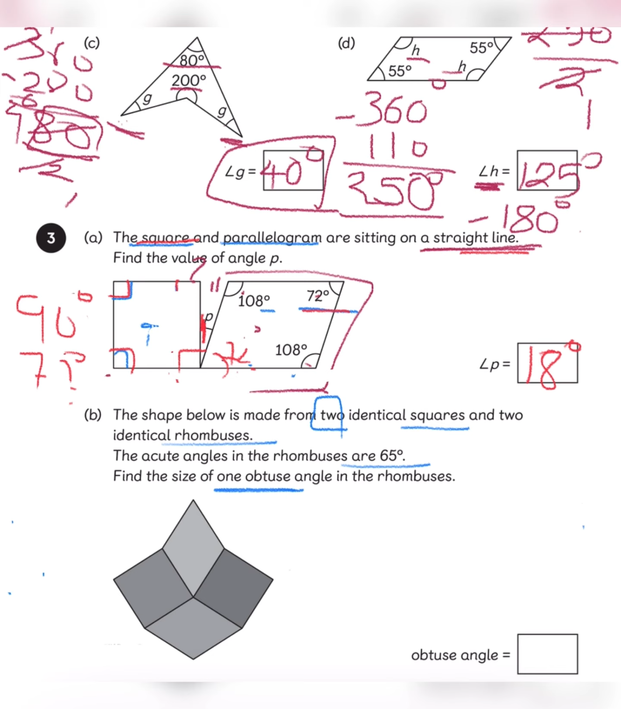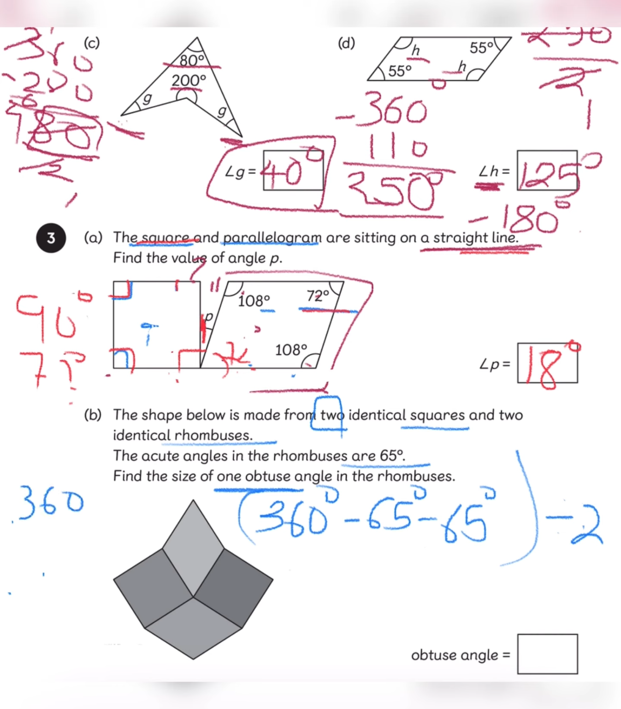So overall we know it is 360 degrees. Two rhombus angles mean 65 degrees for one and 65 degrees for the other. How many rhombuses and how many squares? We have two. So let's start subtracting. First and foremost, I have 360 degrees minus 65 degrees. So this becomes 5, this becomes 15. 15 minus 6 is 9. And this becomes 2. So I've got my 295.